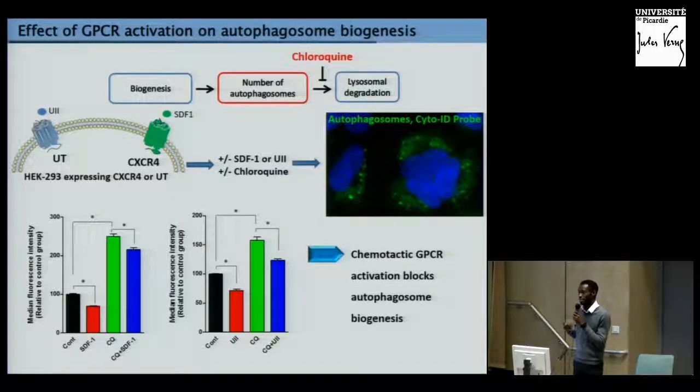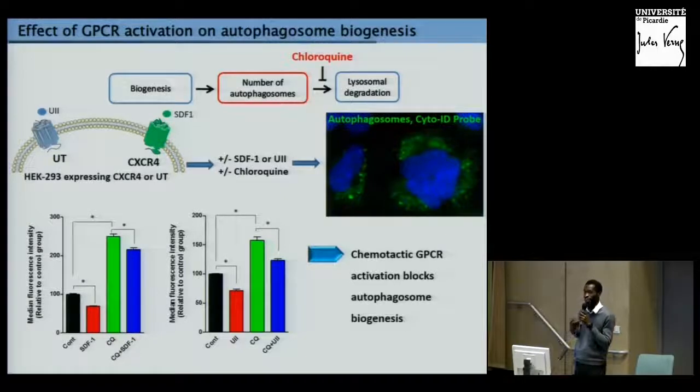So we first assessed autophagic activity using a fluorescent probe called CytoID, which can bind directly to autophagosomes. The fluorescence intensity emitted by each cell is therefore proportional to the quantity of autophagosomes it contains. So cells expressing UT or CXCR4 were treated with their respective ligands, and the fluorescence intensity was measured by flow cytometry. As you can see, treatment of cells with SDF1 and U2 reduced the amount of autophagosomes per cell.